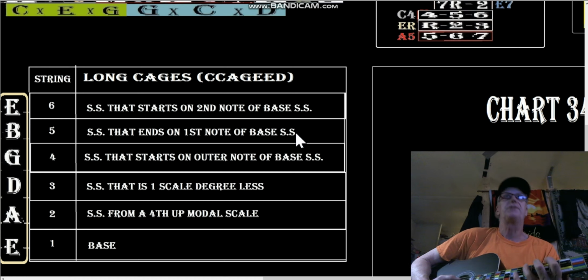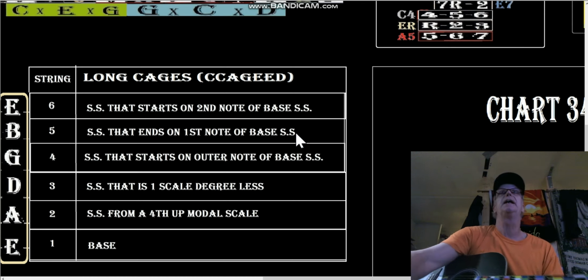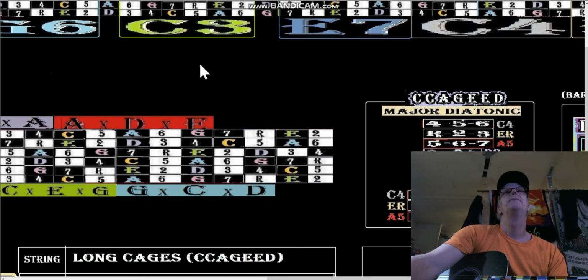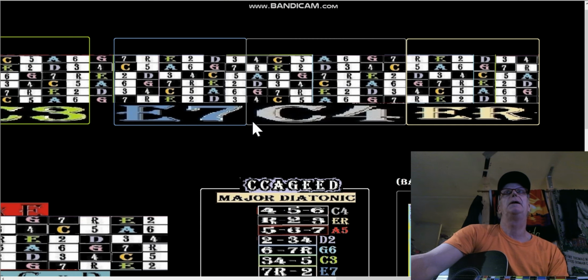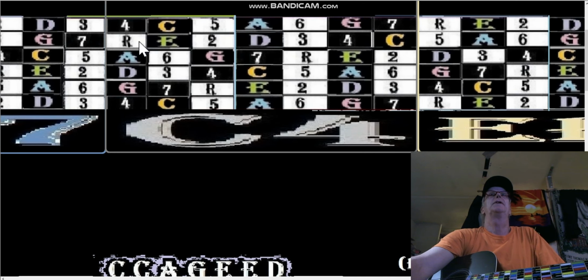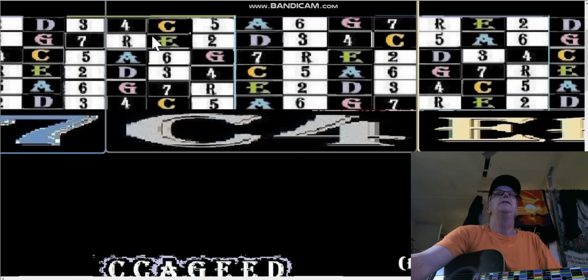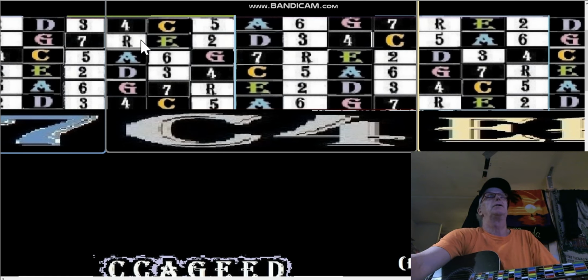So 4, 5, 6. The string shape that ends on the fourth is what? D. 2, 3, 4. Okay, so we come up here in our A cage. We're in the Lydian cage. Let's go back up to our Lydian cage. We're doing the long ones now. Okay, so we're looking at this one, and there's your D string shape right there. Now notice it's played away, so it's warped over. We're not worried about these until we get to the next chart, and that's what we're going to cover.